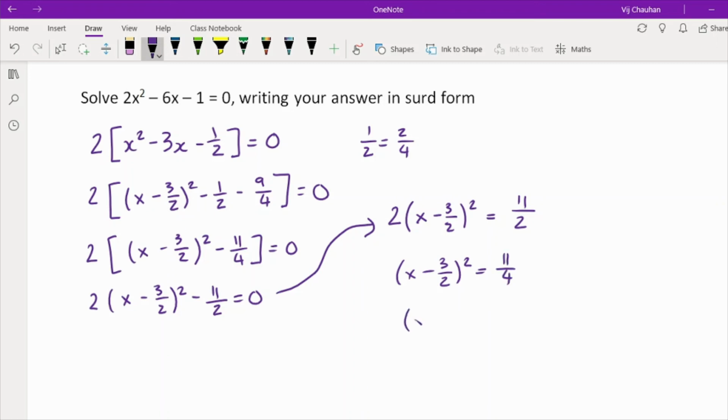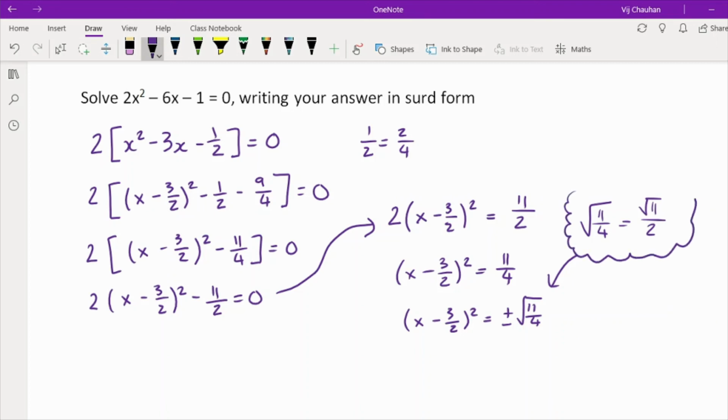We then get rid of the square, so I've got x minus 3 over 2 equals plus or minus the square root of 11 over 4. And just one thing to add is that the square root of 11 over 4 can be written as root 11 over 2. So again, whichever you prefer, you can write it in that format. And from this, all we need to do is finish up by getting rid of the minus 3 over 2. So what we end up with is x equals 3 over 2 plus or minus root 11 over 2.